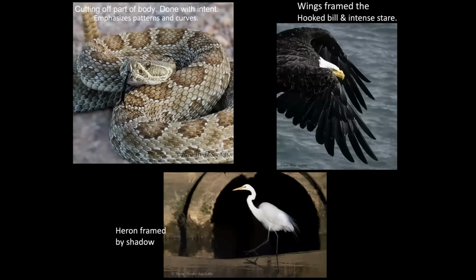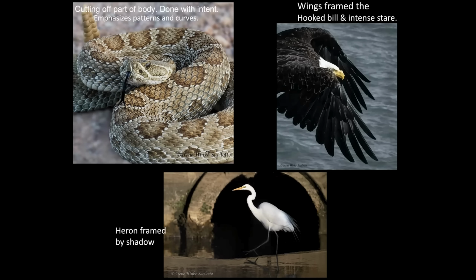Cutting off portions of a subject. Well, I did it with the snake, and I did it because I love the curves in the body and I love the patterns on its body. In terms of the bald eagle, I like the framing that I had. It shows off the hook of the bill. It shows off those eyes. He's quite a unique predator.